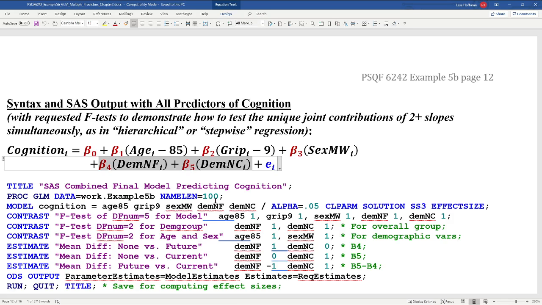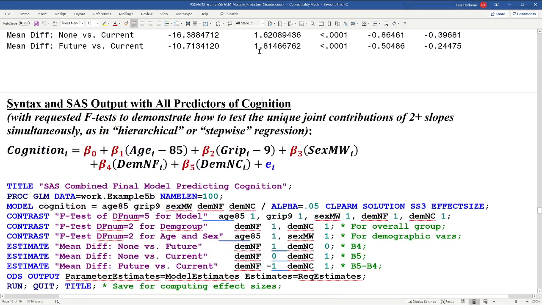And I'm going to demonstrate how to get the joint contributions of 2 or more slopes at a time to be able to look at their significance via an F-test as well as a measure of their effect size via semi-partial correlation squared. Both of these things are able to be done within one set of statements within SAS. Stata requires a little bit of extra legwork, as we'll see in just a second.